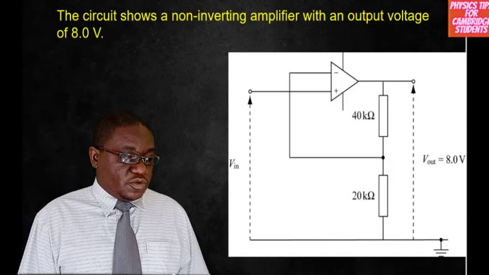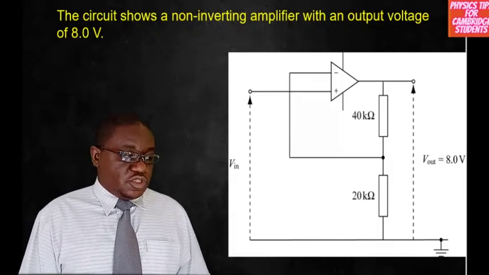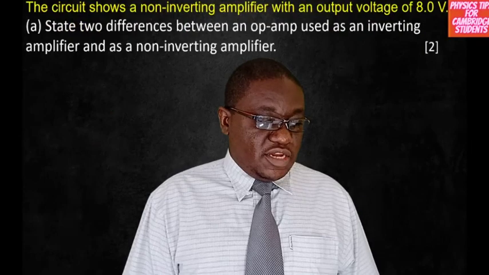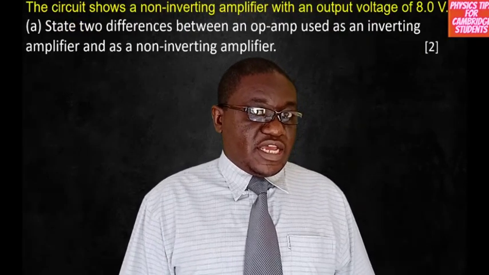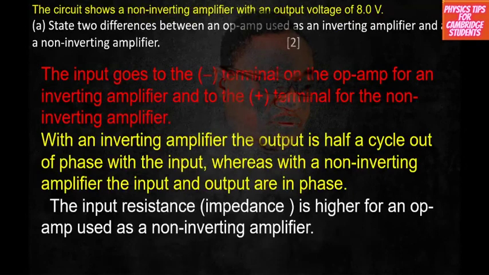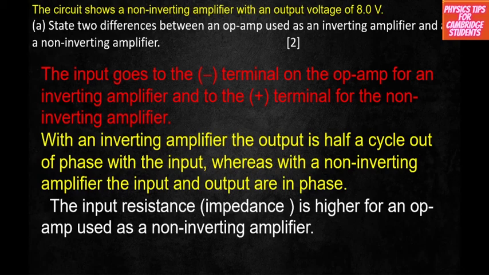Right, so let's go to the question. The question says, state two differences between an operational amplifier used as an inverting amplifier and as a non-inverting amplifier. In the inverting amplifier, like I said, V in goes into the inverting terminal. In the non-inverting amplifier, V in must go to the non-inverting input or terminal. Also, with an inverting amplifier, the output is half a cycle out of phase. In other words, it is 180 degrees out of phase with the input. Whereas in a non-inverting amplifier, the input and the output are exactly in phase.